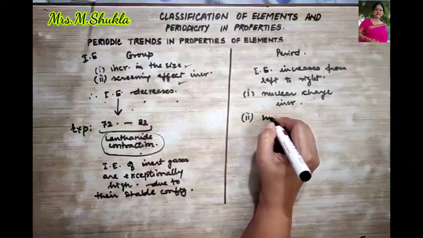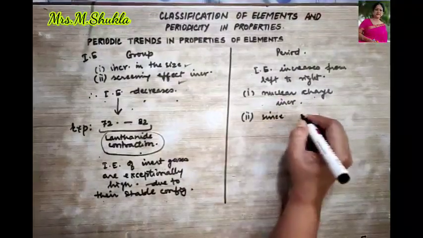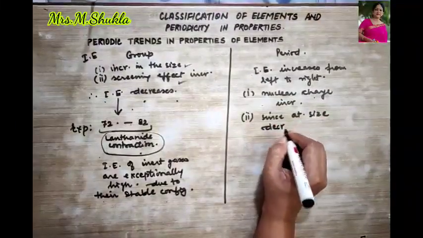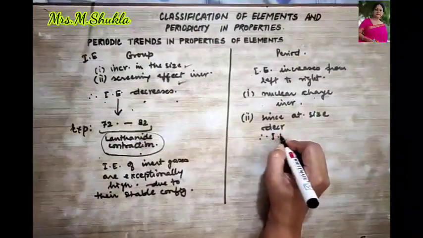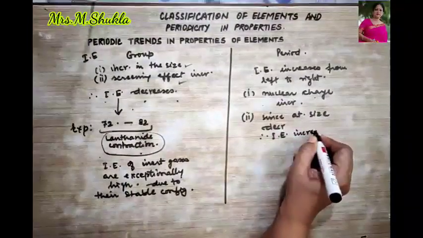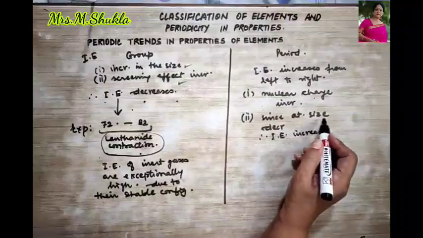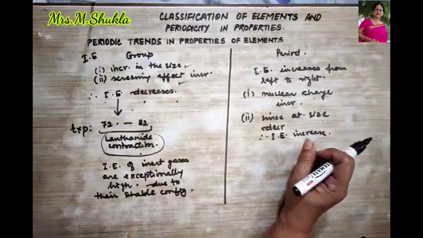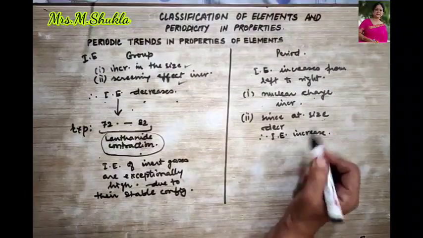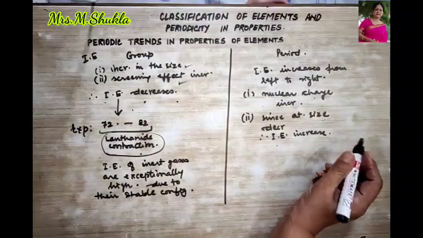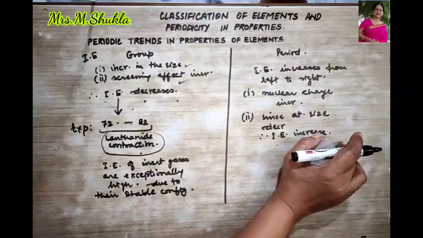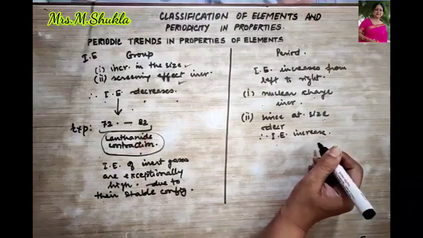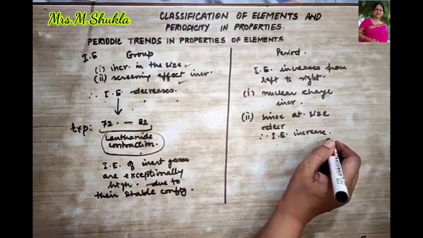So over here, since atomic size decreases, ionization enthalpy will also increase. I hope you know why the atomic size decreases: because the number of shells remains the same, the nuclear pull increases, therefore atomic size decreases, and then ionization energy increases over here. Clear? So high energy is required to remove the electrons, and hence ionization enthalpies increase this side.